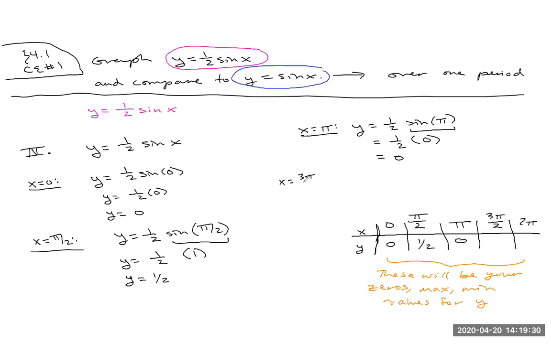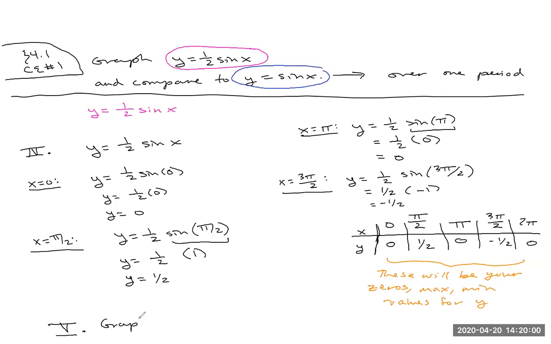X is 3 pi over 2. Y equals 1/2 times sine of 3 pi over 2. And then sine of 3 pi over 2 is -1. So we'd get -1/2 here. And you can probably guess by plugging in 2 pi, we're going to get 0 again. And then that will take us to step 5, which is graphing points x, y.